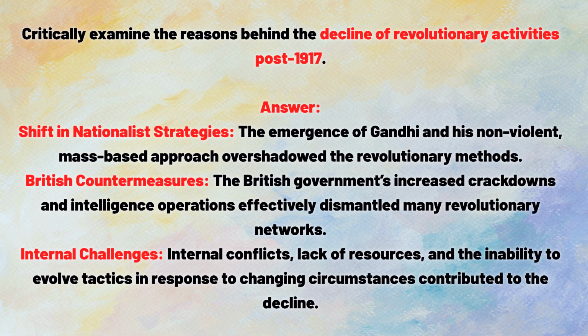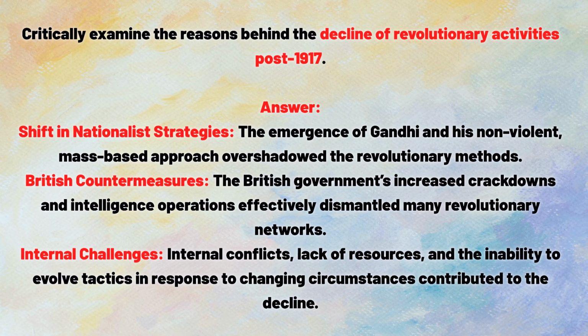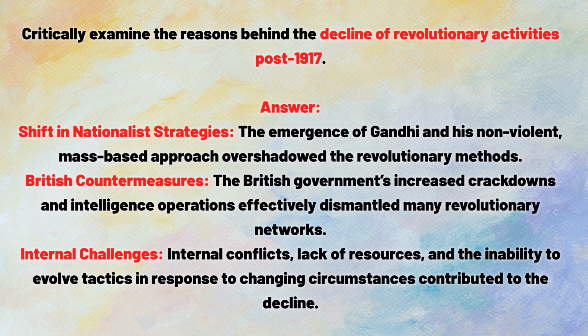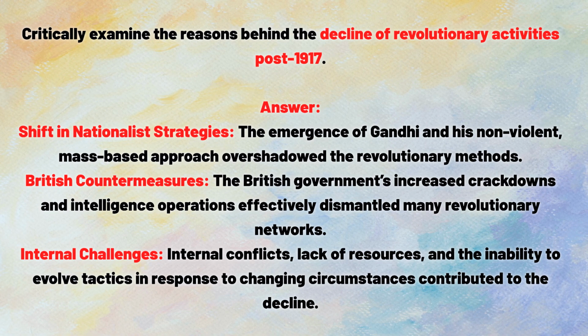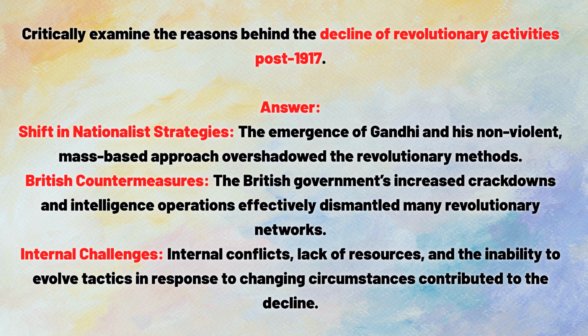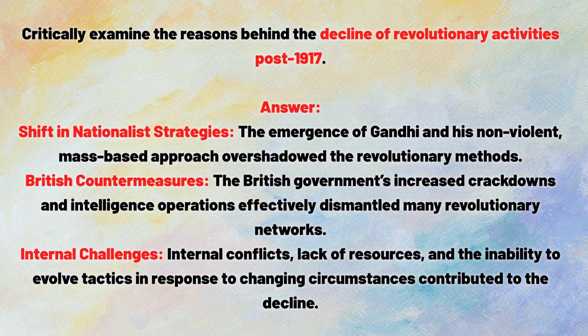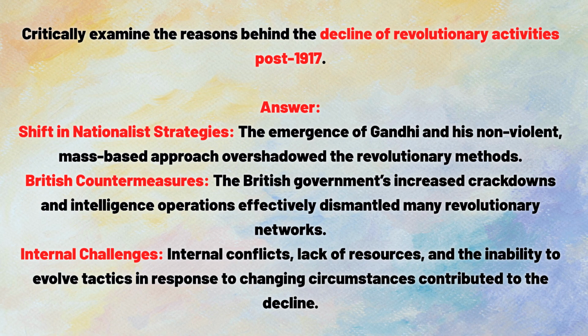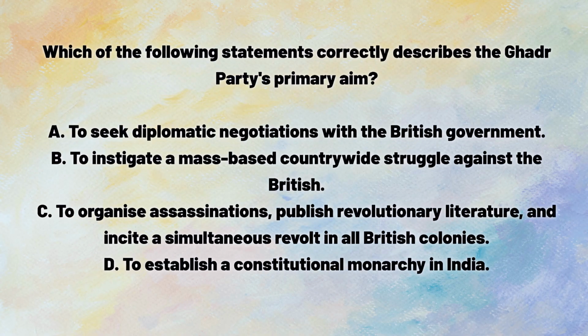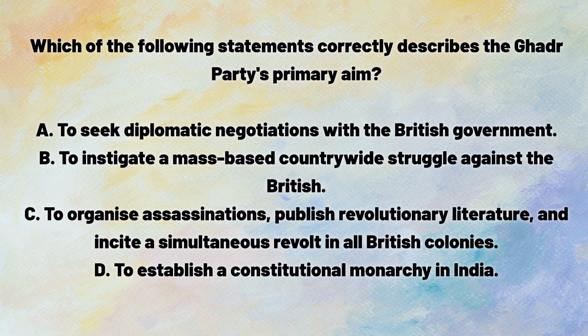Critically examine the reasons behind the decline of revolutionary activities post-1917. Answer. Shift in nationalist strategies. The emergence of Gandhi and his non-violent, mass-based approach overshadowed the revolutionary methods. British countermeasures. The British government's increased crackdowns and intelligence operations effectively dismantled many revolutionary networks. Internal challenges. Internal conflicts, lack of resources, and the inability to evolve tactics in response to changing circumstances contributed to the decline.